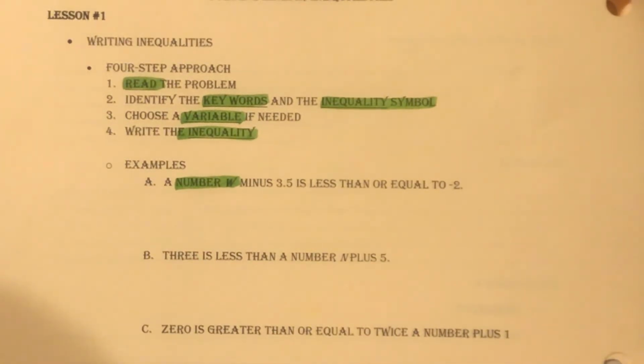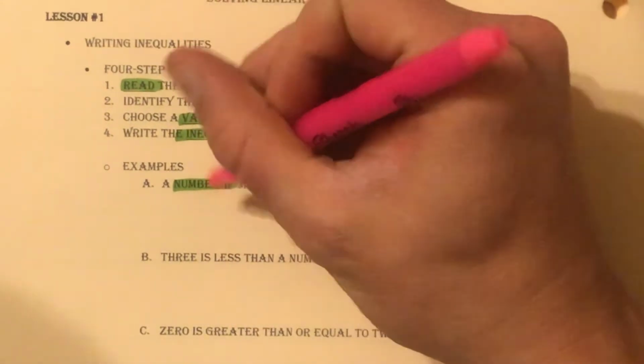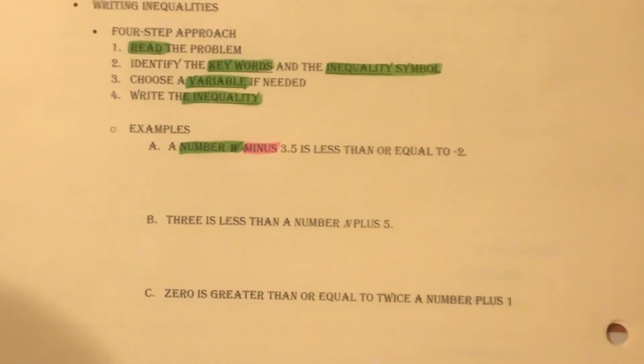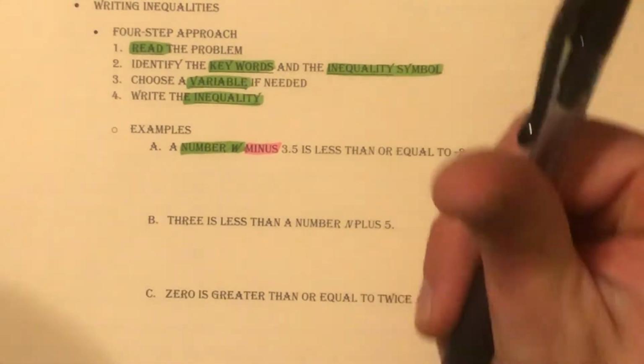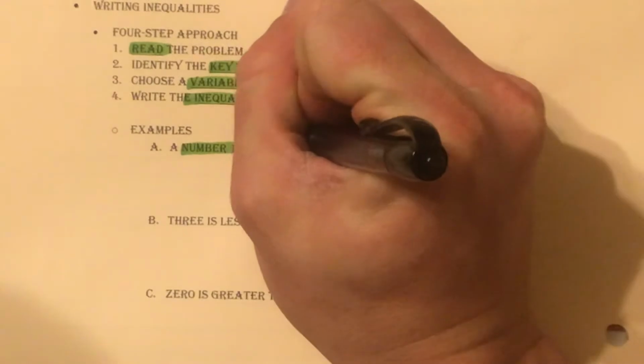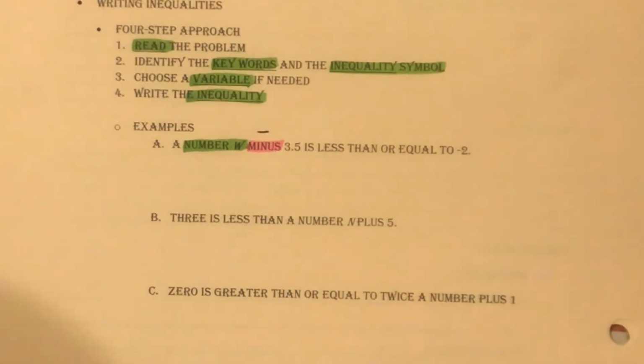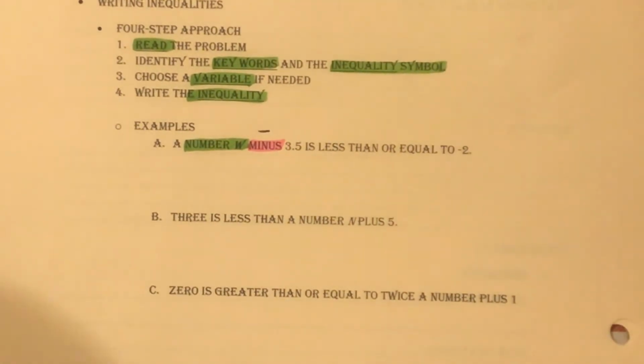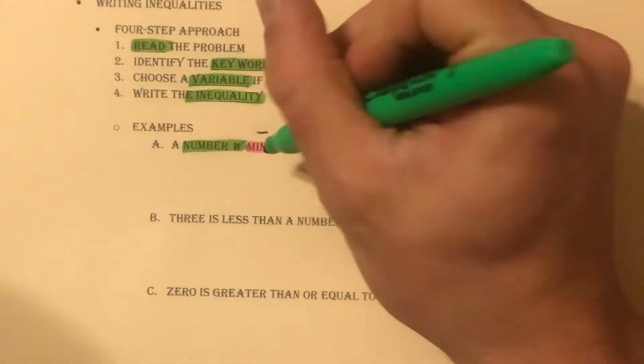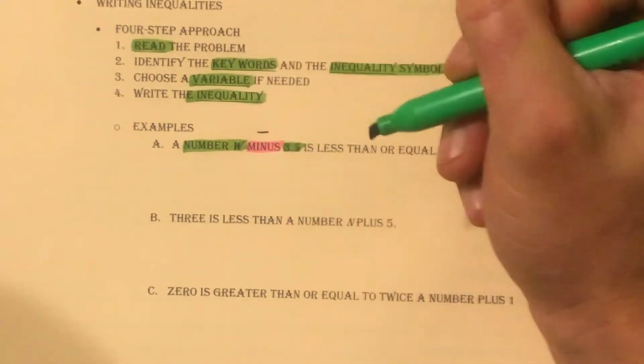After a number W, I see a word in there that seems really important, and that is minus. Now, if you remember, minus is a form of subtraction. So when we look at that, I know that this means subtraction. Then I see another number. It says a number W minus 3.5. So there's another important part of it, all right?